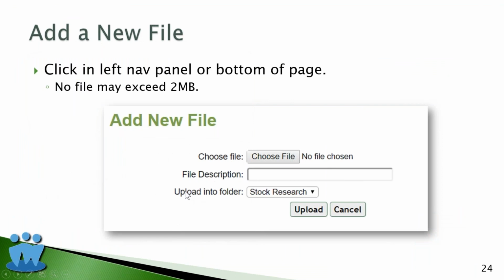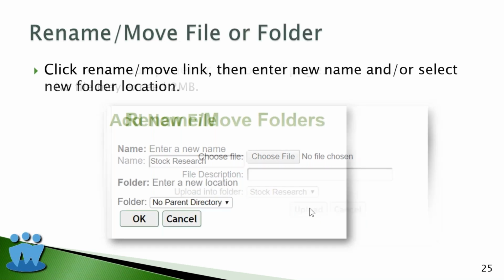So to add a new file, click to add a new file, and then click on the choose file button. You can add a file description. The file name, the name of the actual file on your computer, doesn't really matter. You can rename it yourself with that file description, and you can select the folder that you upload it into, then click the upload button. So pretty straightforward, pretty easy to do.